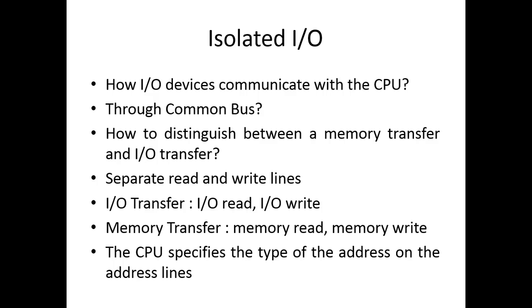So here we have two options when we want to perform an I/O operation. Either the I/O read or I/O write line can be enabled depending on the type of the I/O operation that is required to be performed. Similarly, in case of a memory transfer operation, the control can choose either the memory read or memory write and enables it to complete the required operation.